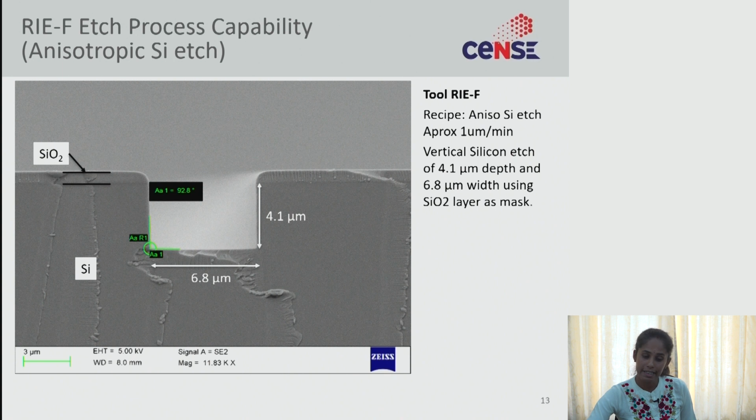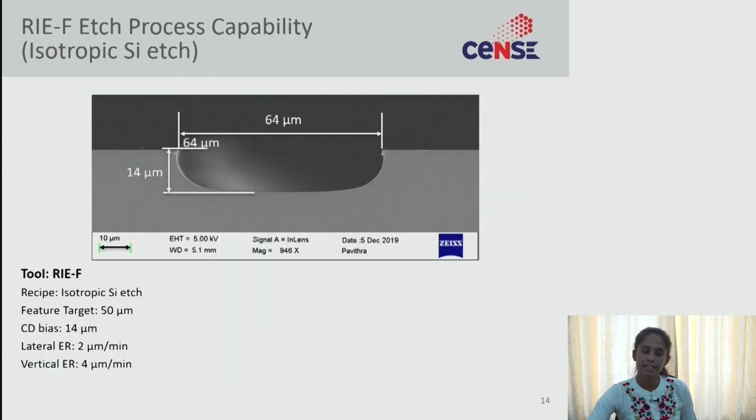But this is a silicon etch where I told you we can use C4F8 gas as a polymer, and we can protect the side walls, passivate the side walls. By doing that process we can achieve a 90-degree profile and a highly directional anisotropic profile. Okay. So this is one of the SEM images of silicon etch using the RIE fluorine tool.